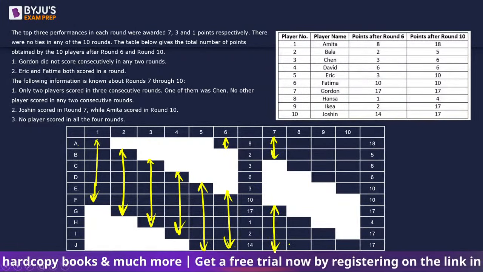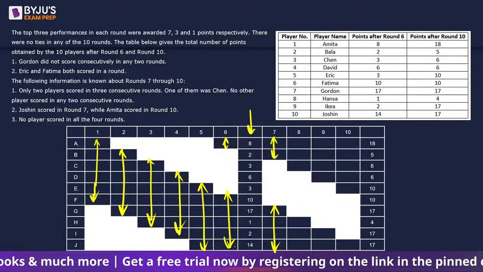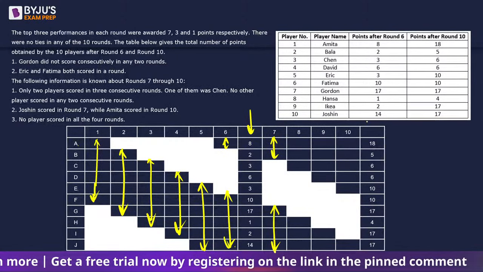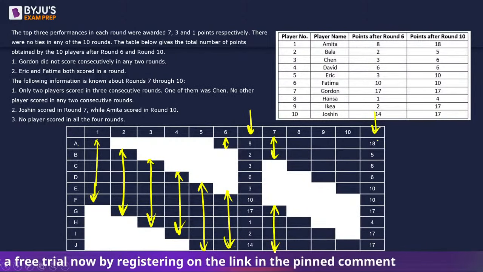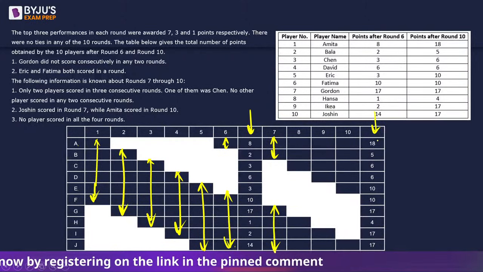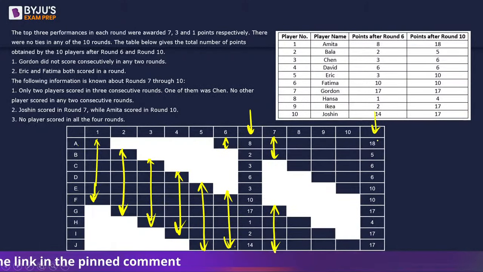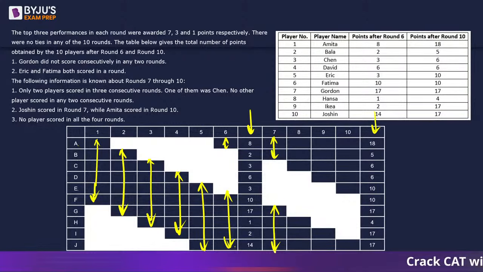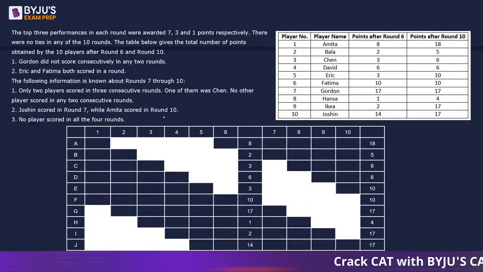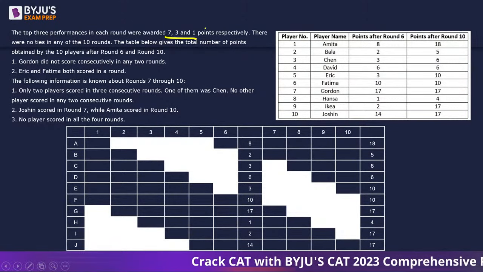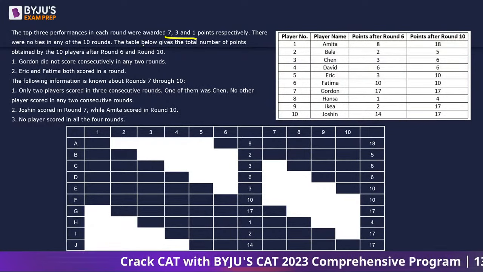So representing it in this format, with the points being awarded after 6 rounds and after 10 rounds, will make it very, very easy to interpret as well as to fill the matrix, to fill the grid. Okay, in which round who got how many points. Alright, so let's read the statements and start filling this up. Do remember that the points awarded are 7-3-1, and there were no ties.